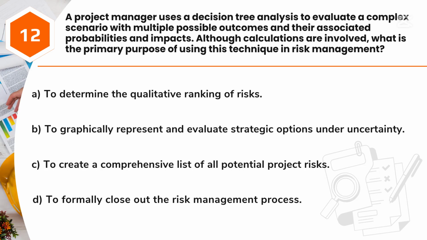Question 12. A project manager uses a decision tree analysis to evaluate a complex scenario with multiple possible outcomes and their associated probabilities and impacts. Although calculations are involved, what is the primary purpose of using this technique in risk management? A. To determine the qualitative ranking of risks. B. To graphically represent and evaluate strategic options under uncertainty. C. To create a comprehensive list of all potential project risks. D. To formally close out the risk management process.